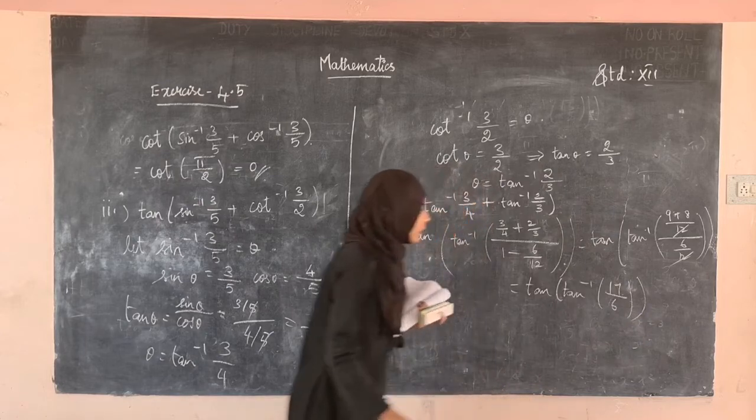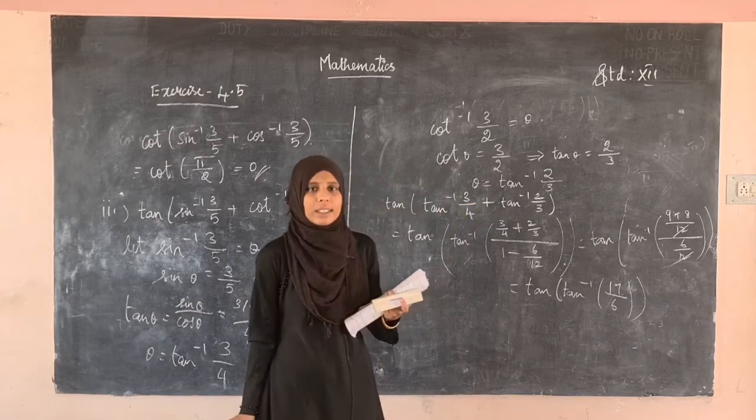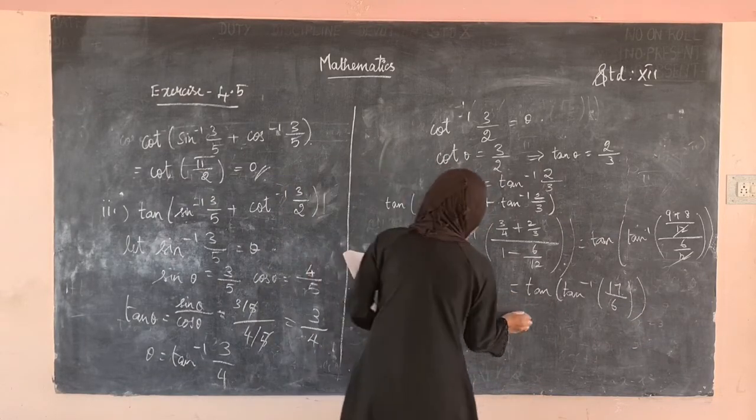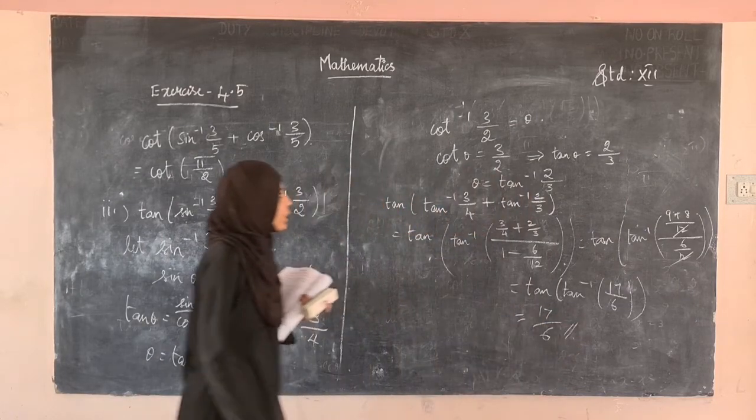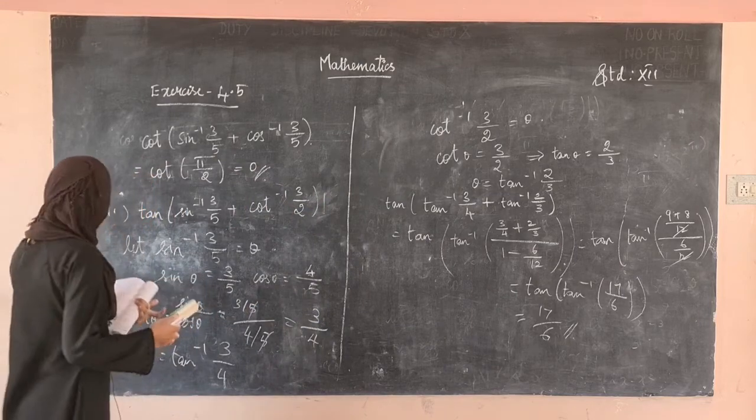Then using the identity, tan inverse of x is equal to x, the value will be 17 divided by 6. This is the value of the given expression. Okay.